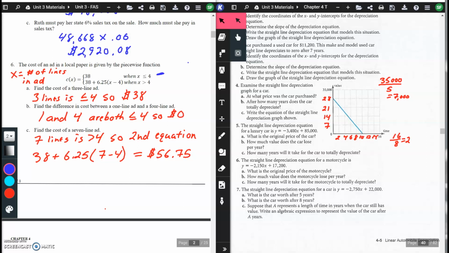Part C, find the cost of a 7-line ad. Well, 7 lines, that is not less than or equal to 4, so we're going to use this second equation here, because 7 is greater than 4. So all you do is use this equation right here and plug in 7 for X. So 38 plus 6.25 times X is now 7, so 7 minus 4. Put this into the calculator just as you see it, and it should work out just fine. $56.75. Okay, so that's it for section 4.1.